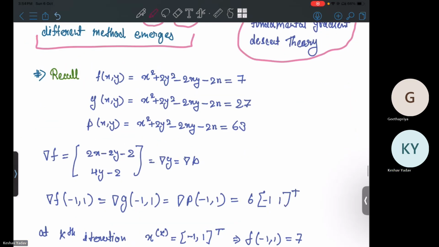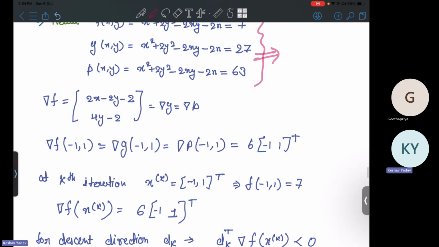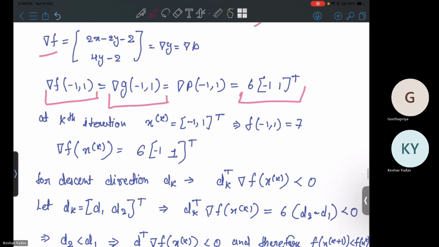Okay. So suppose we want to solve this problem, these three problems. If I find the gradient, it will be equal to this. Now I want to find the gradient value at -1, 1. This is equal to this. Now suppose this is my kth value. So at some kth iteration, I have the value -1, 1.